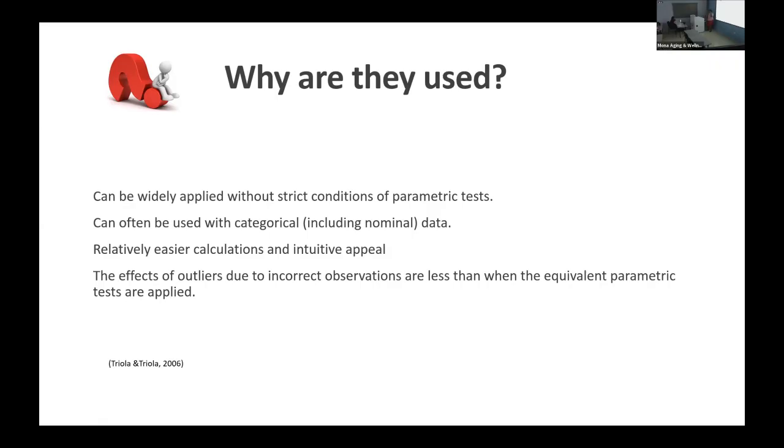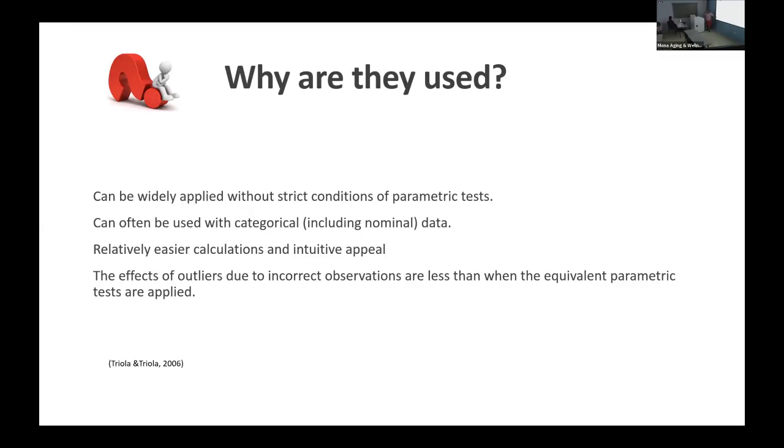Some persons say they're relatively easier to calculate and they have this intuitive appeal, but I will leave you to be the judge of that. And then the final thing is that the effects of outliers due to incorrect observations are less than when the equivalent parametric tests are applied.